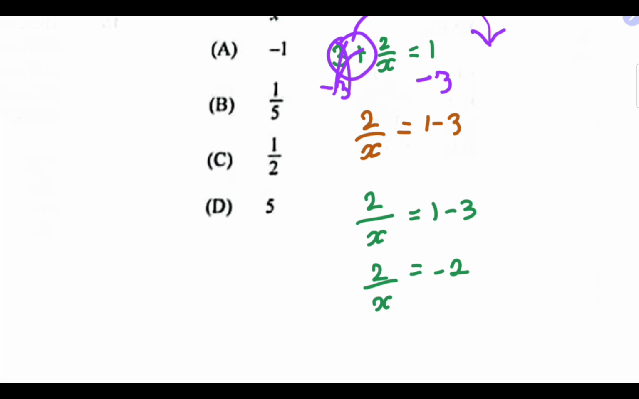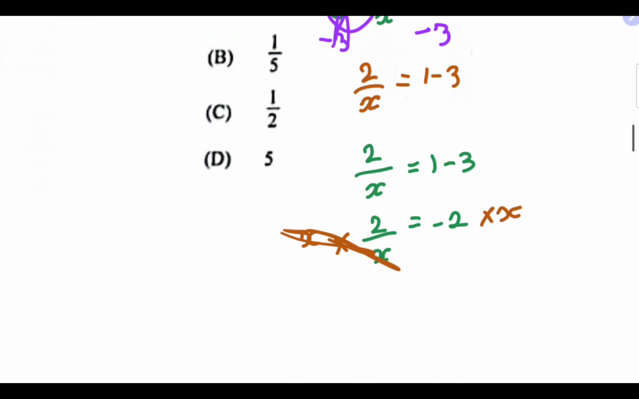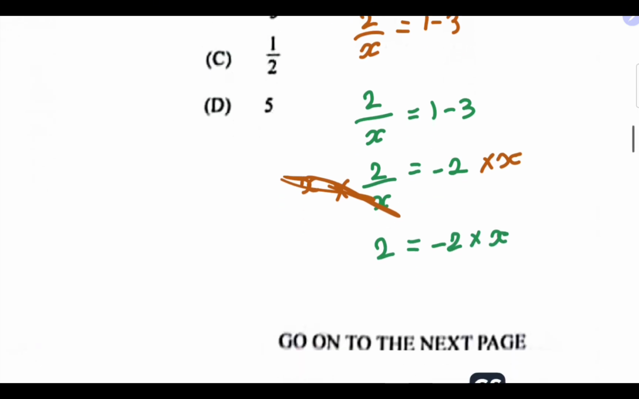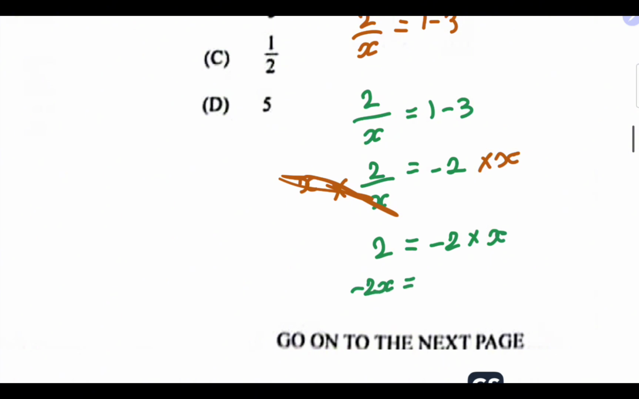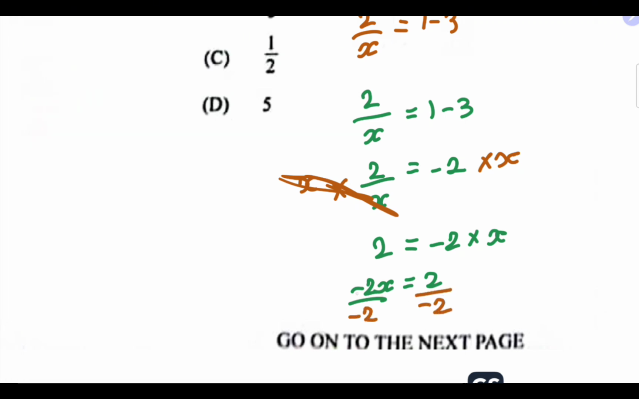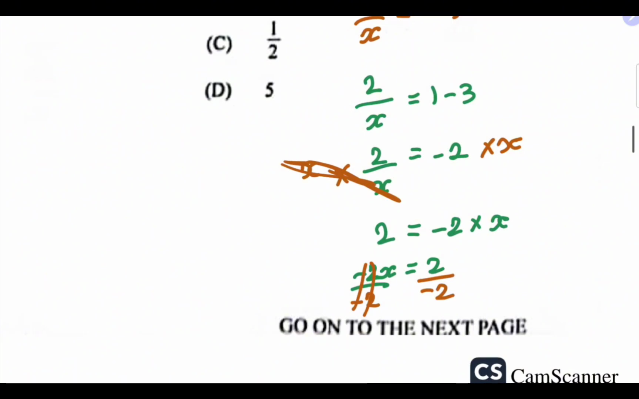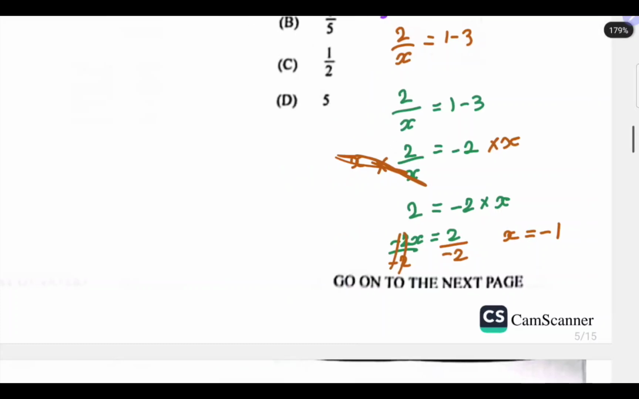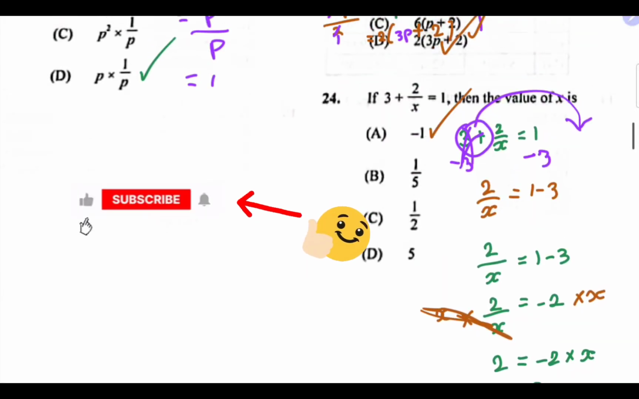Again, we need to get rid of the fraction, so we need to multiply by the denominator on both sides, which in this case is x. Those x cancel off, leaving positive 2 alone on the left hand side, equal to negative 2 multiplying x. So this would be negative 2x is equal to positive 2. We divide by negative 2 on both sides. So therefore, x is equal to negative 1. So that would be option A.